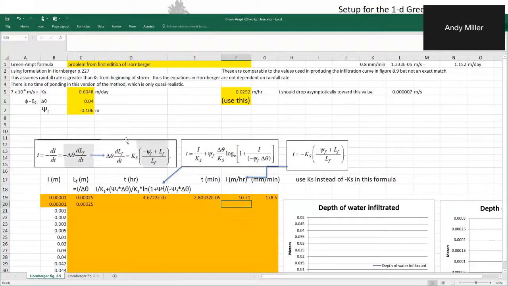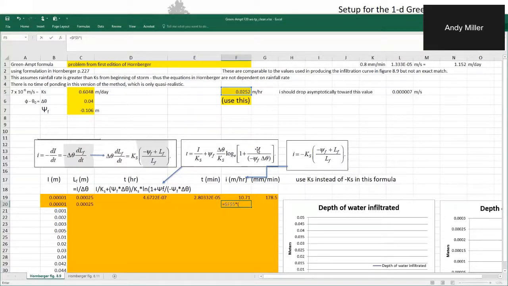Similarly, if I go over here, now I want to calculate the infiltration rate. So I'm going to say equals negative K sub S. Well, actually, it says use K sub S instead of negative. So we're just going to use K sub S. So equals K sub S. That's over here. See where I wrote use this? That's what you should use for K sub S. So I'm going to use this absolute cell reference times, open parentheses, negative psi plus psi sub f, that's this.